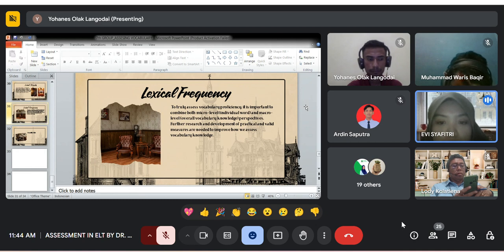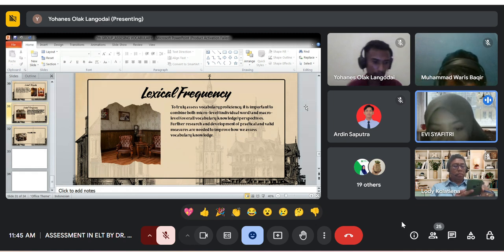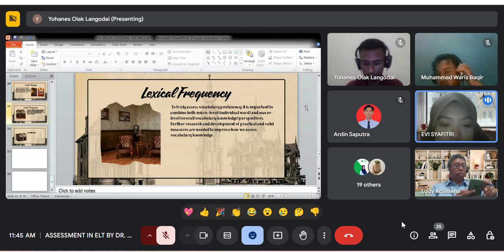Although frameworks like those of expert Richards provide useful guidelines, they do not fully explain how the various components of vocabulary knowledge relate to each other or how to effectively measure them. To truly assess vocabulary proficiency, it is important to combine both micro level and macro level measures. Further research and development of practical and valid measures are needed to improve how we assess vocabulary knowledge.